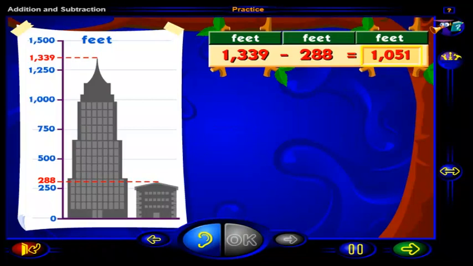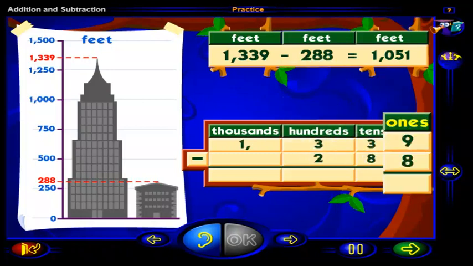That's right. The difference in feet between these numbers is 1,051. To find the difference between these numbers, we can start by lining up the digits in each place.